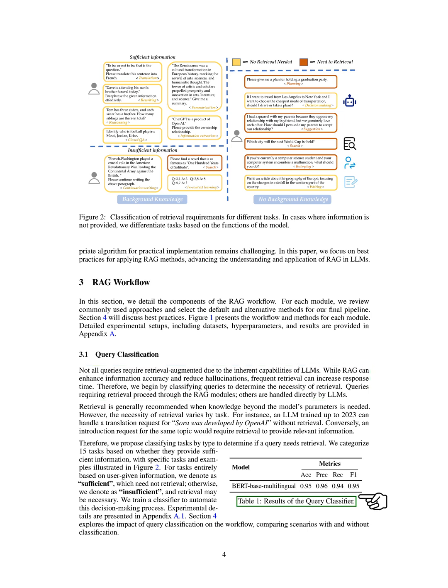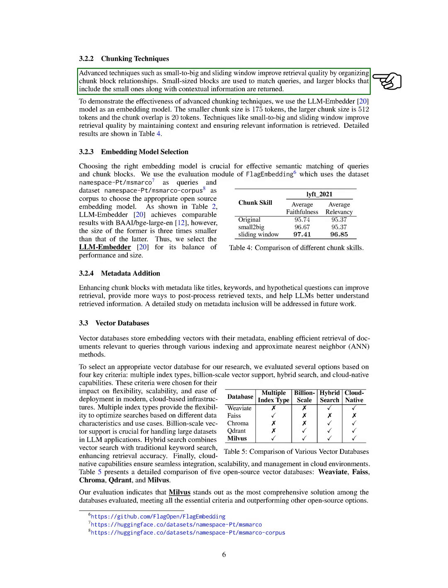We classify tasks into 15 categories, with specific examples provided in a figure. Tasks that rely solely on user-provided information are labeled as sufficient and do not require retrieval, while others are labeled as insufficient and may need retrieval. We train a classifier to automate this decision-making process, and experimental details can be found in the appendix. We will explore how query classification impacts the workflow, comparing scenarios with and without classification.